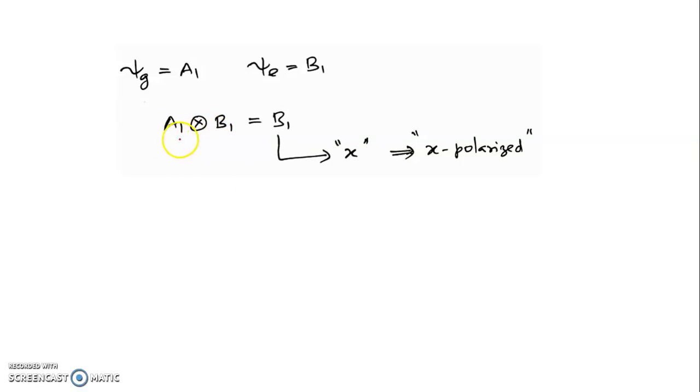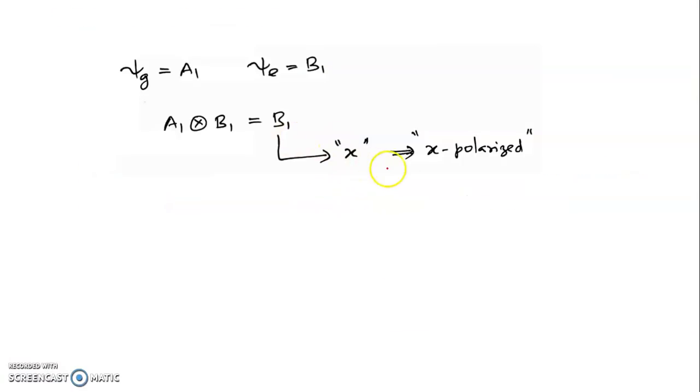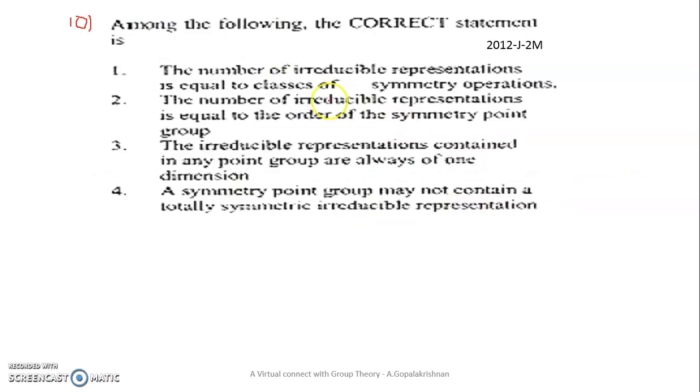Since A1 is the totally symmetric irreducible representation, if you multiply A1 with B1, you will get B1 as the result. Now see the character table along B1. We have the X component in column 3. Therefore the transition A1 to B1 is allowed by X polarized light. So the correct option is C. Then see question number 10.